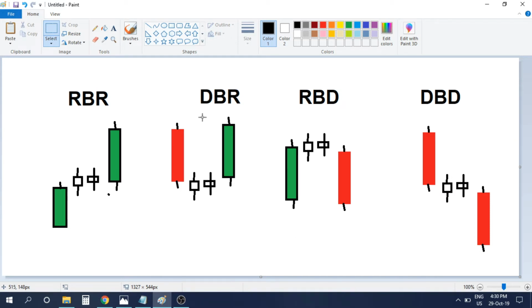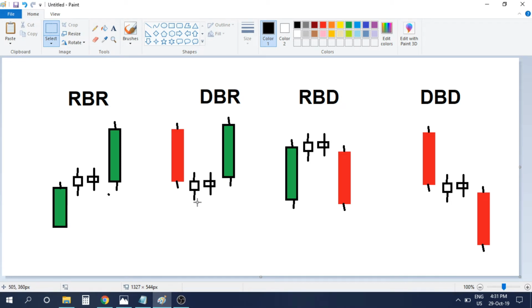And on the other hand, these two are called reversal patterns. Price dropped, based, and then reversed and went up. Similarly, in the rally base drop case, prices rallied, based, paused for a while, and then dropped. So these are reversal patterns. These two center ones are the reversal patterns and the two outer ones are the continuation patterns.